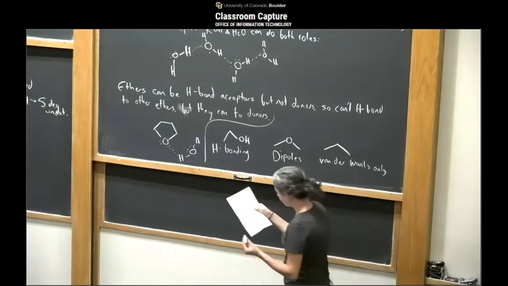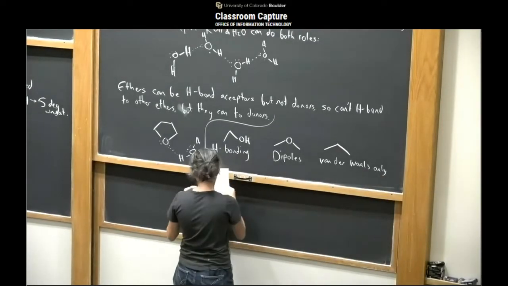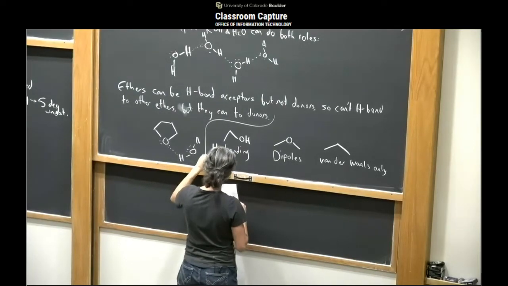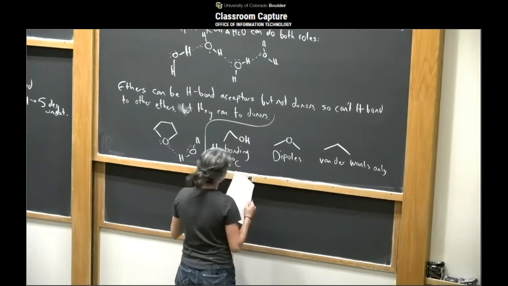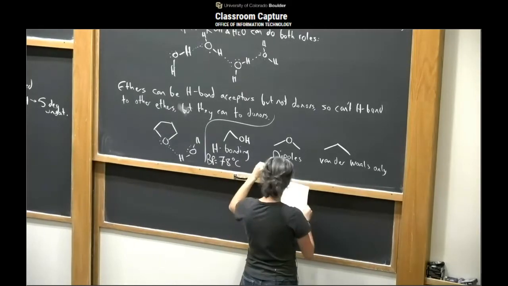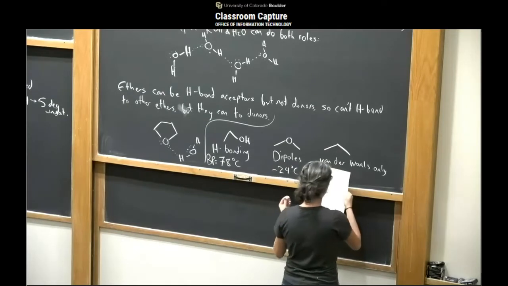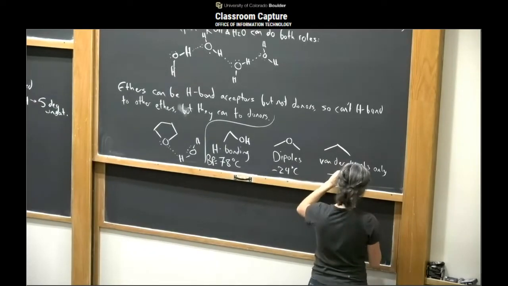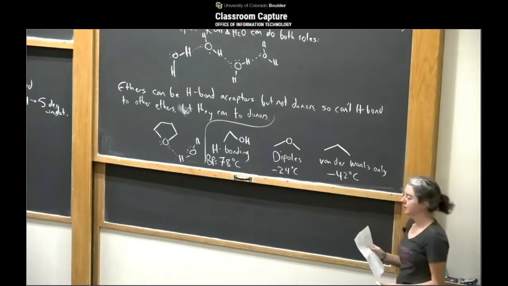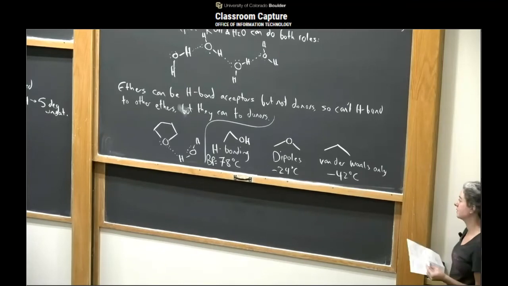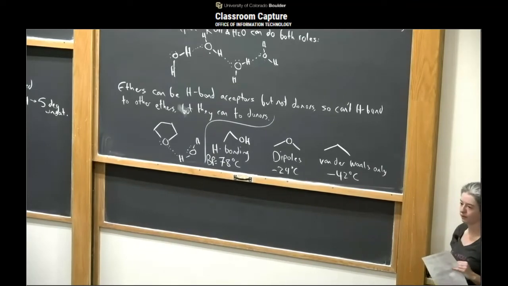Okay, so boiling points of these things. 78 Celsius for ethanol, negative 24 Celsius for dimethyl ether, and negative 42 Celsius for propane. So a huge difference there, over 100 degrees, just by throwing some H bonding group into the structure instead of just all hydrocarbons.